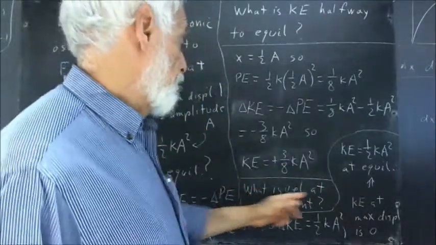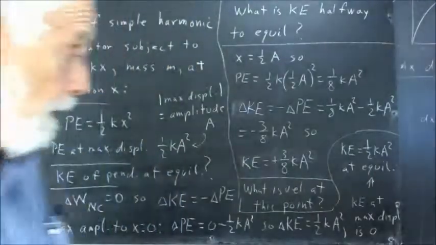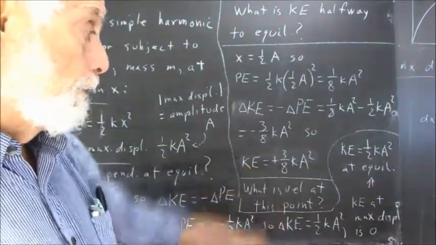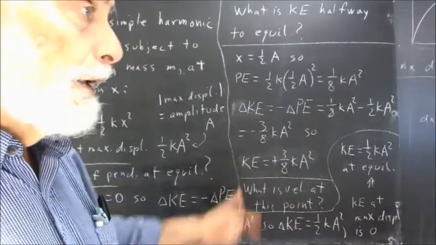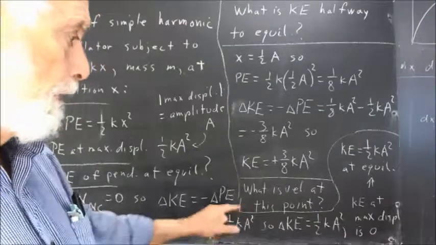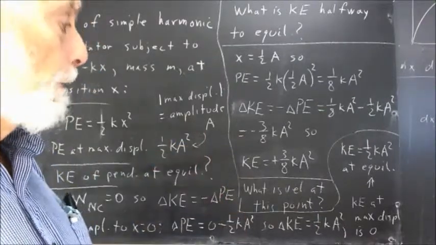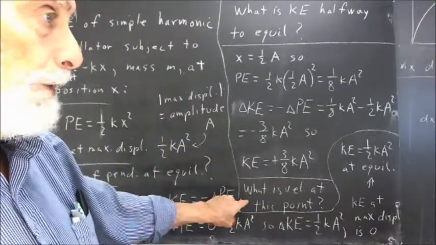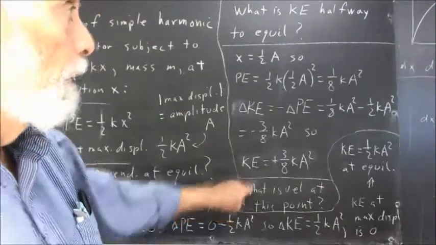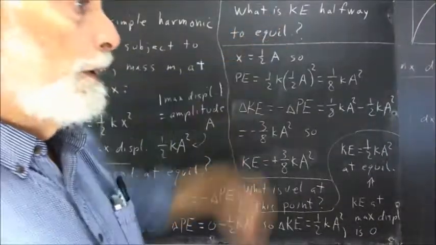So now, what's the velocity of the oscillator at this point where the kinetic energy is 3/8 Ka squared? You should work that out, and you'll have plenty of time because I'm going to stop this clip and put the new board up. That's the question we begin the next clip with. What's the velocity at the point halfway to equilibrium?